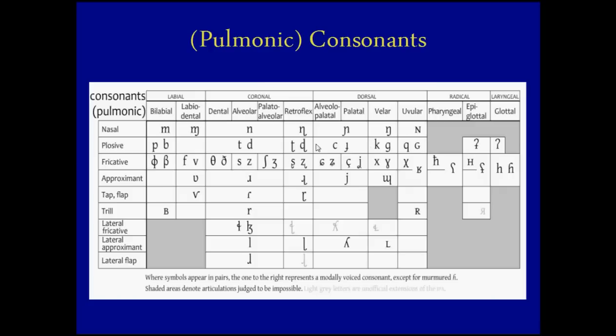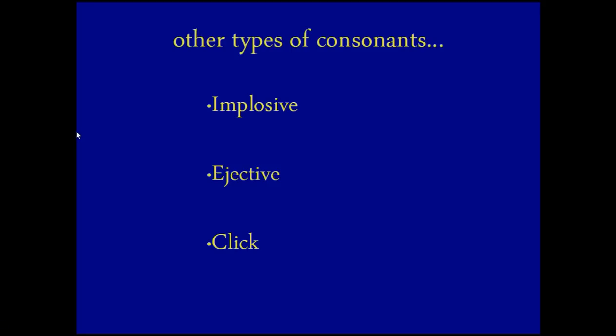Most of these sounds in the middle here are commonly pronounced both unvoiced and voiced, but all of the liquids and trills down here, and for the most part the nasals up here, are always pronounced voiced. Now, as I said, those are all pulmonic consonants. There are also other types of consonants.